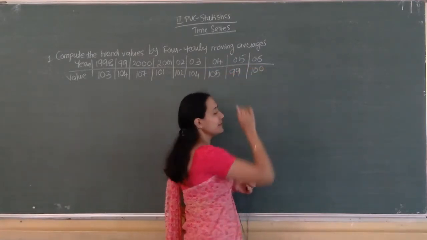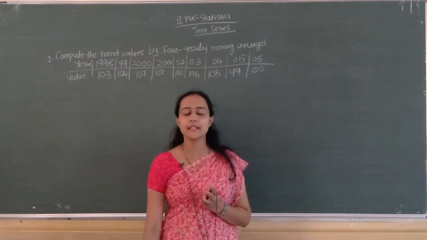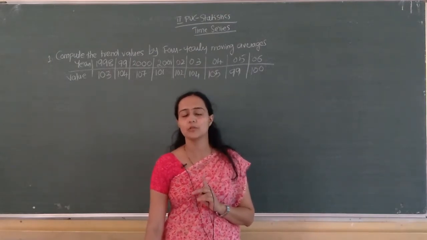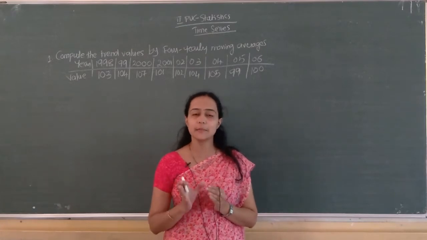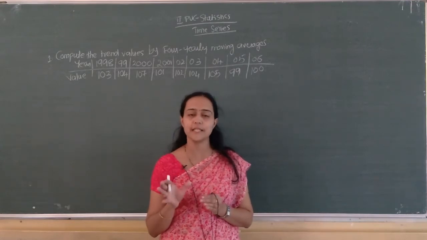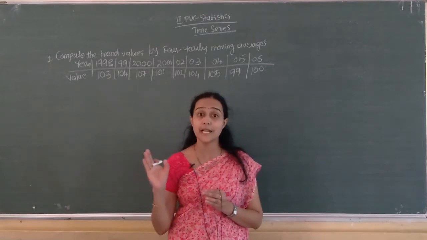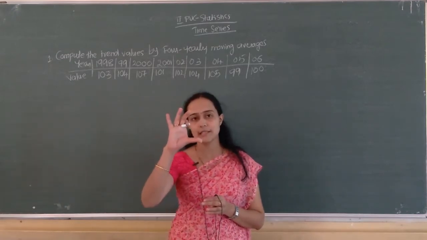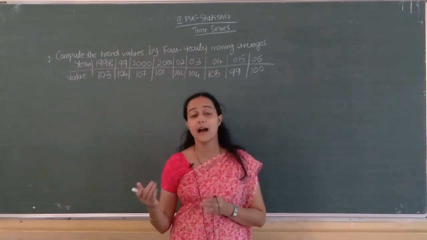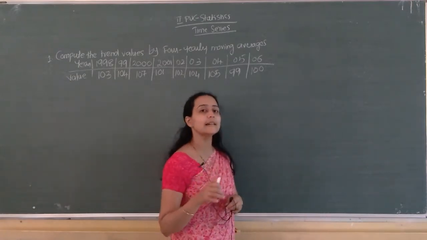Okay. What do we have to do? We have to compute 4 yearly moving averages, 4 yearly centered moving averages. So the first step is you have to write the procedure. Whatever the problem may be, whether it is 3 yearly or 5 yearly moving averages, in the solution, first you have to write the procedure, what you are going to do. The procedure actually carries 1 mark, remember. Next the columns and tables, after that the conclusion. So all 3 must be there. So first write the procedure.